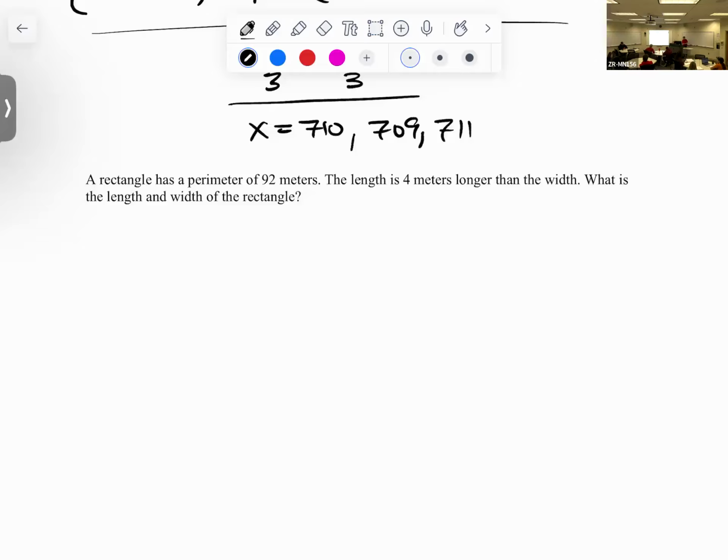Summing the outsides, yes. So the formula for perimeter of a rectangle is 2L plus 2W. And again, when you have length and width, it's easy to use L and W instead of X's and Y's.